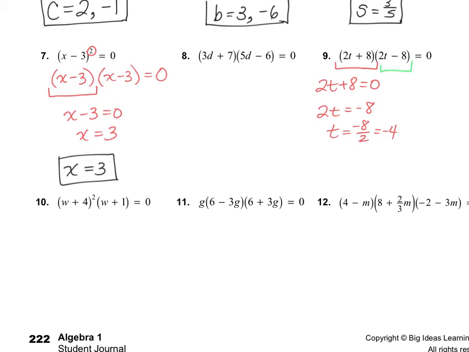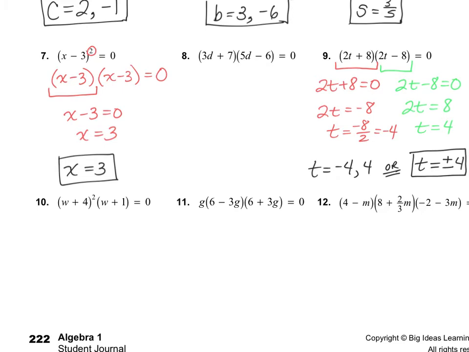Let's do the other side. So we have 2t minus 8 is equal to 0. So 2t equals positive 8. So t equals positive 4. The reason why I wanted to show you this is that you could say t is equal to negative 4 or positive 4, or it's a little bit easier since it's both the same but just positive and negative, you can shorthand it to plus or minus 4. And I'll be using this terminology, the plus or minus, anytime I have a positive and a negative of the same number.